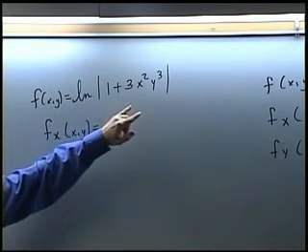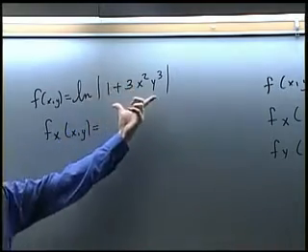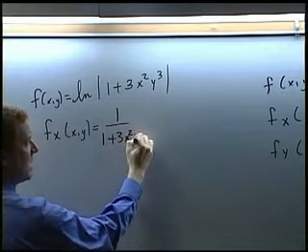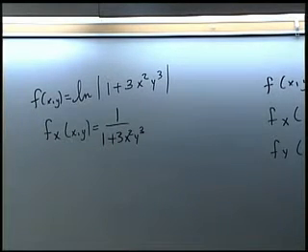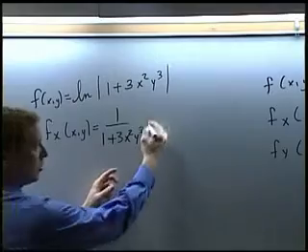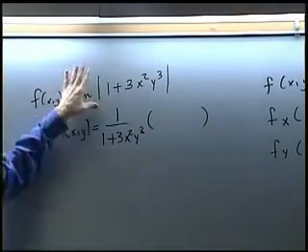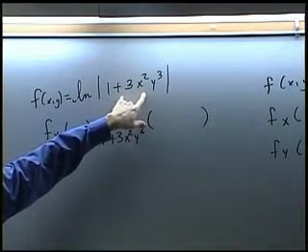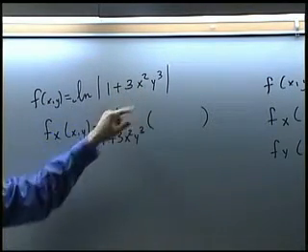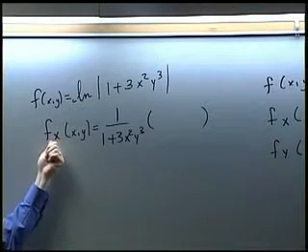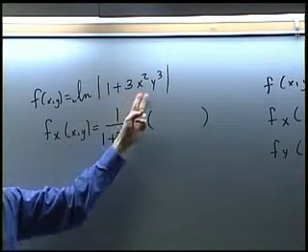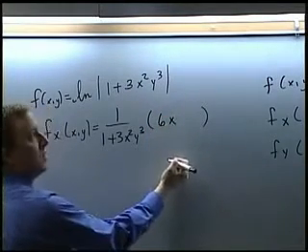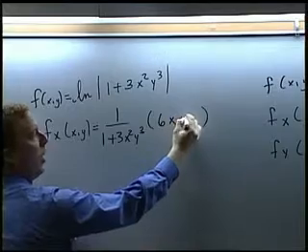What's the derivative of the natural log of something? Natural log's derivative was 1 over the something. So I got 1 over all this inside the absolute value symbol. Now I have to multiply by the chain rule. We're done with the logarithm part of the derivative. Now let's look inside here and figure out what the derivative is. If x is the variable, what is my derivative in here? 6x times y cubed.